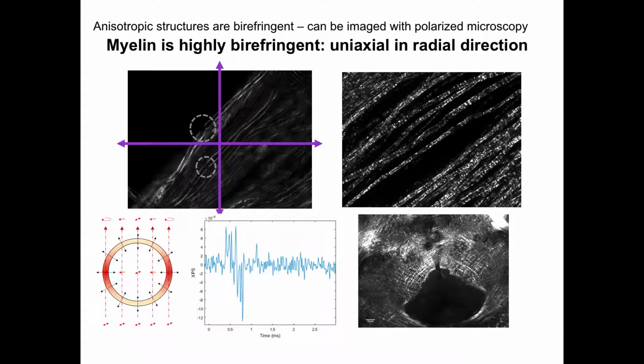And one of the most powerful optical tools for imaging anisotropic tissues is optical birefringence. This is the property in tissue which is anisotropic, where one direction of optical polarization experiences a different index of refraction than the orthogonal direction for the polarization. And you can do this experiment at home.